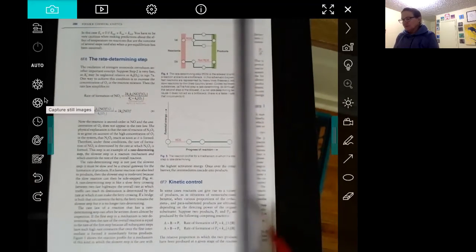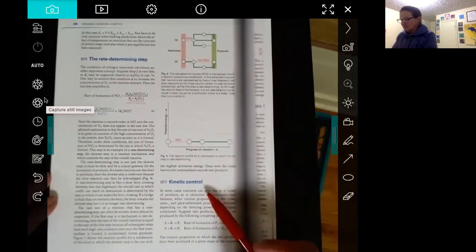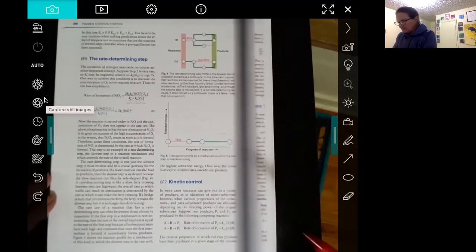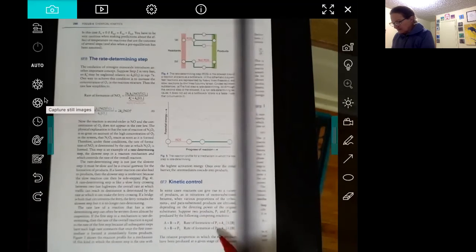So we've talked a lot about thermodynamics, but now when we're talking about kinetics, if you have two different reactions, and if you're far from equilibrium, the relative quantities of the two products is going to be related to the relative rates at which they're formed if you're under kinetic control. So that's when you're far from equilibrium.